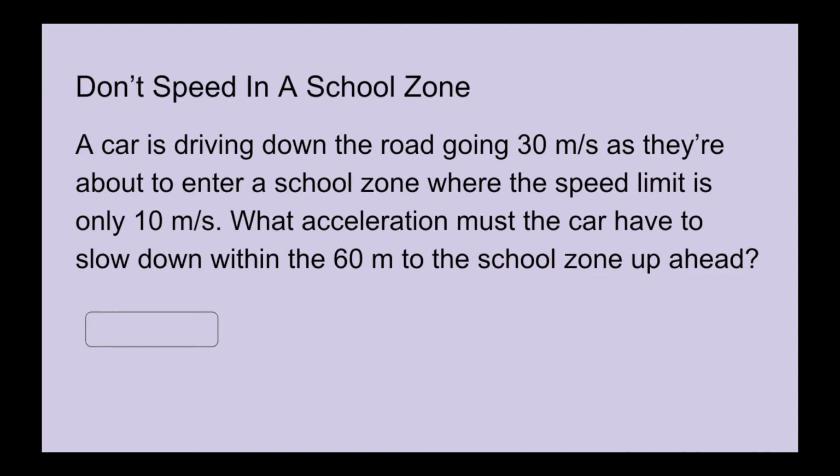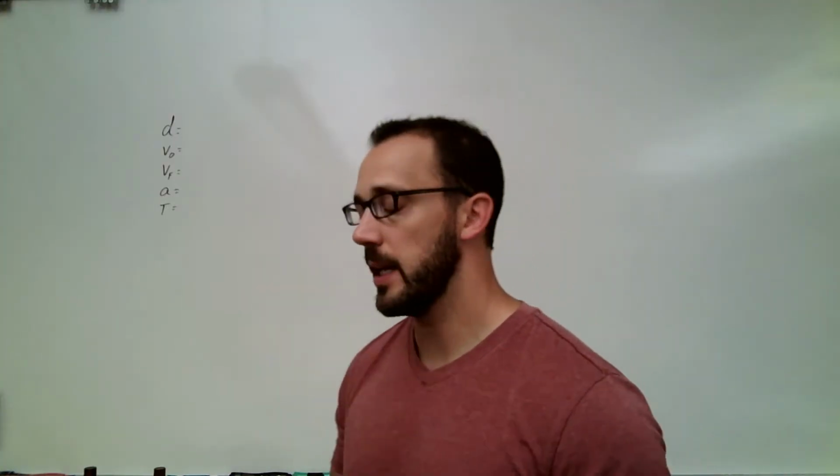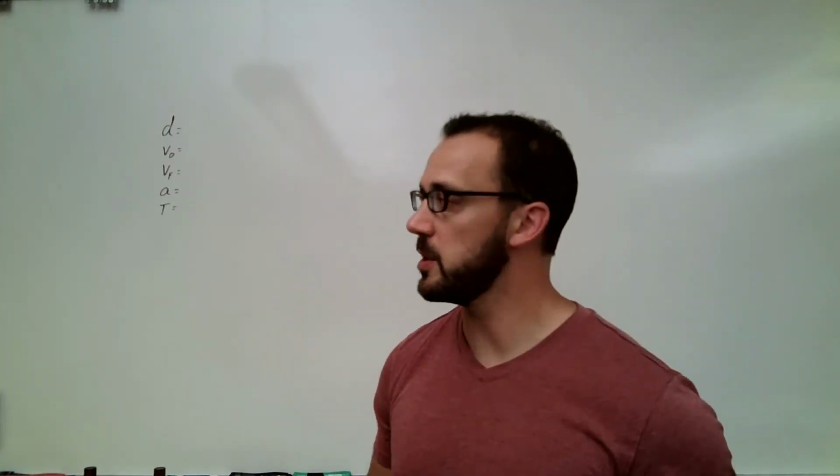So a car is driving down the road going 30 meters per second. They're about to enter a school zone where the speed limit is only 10 meters per second. What acceleration must the car have to slow down within the 60 meters that it is to get to the school zone up ahead? This is a kinematics problem where you're going to have deceleration. The car is going to be slowing down.